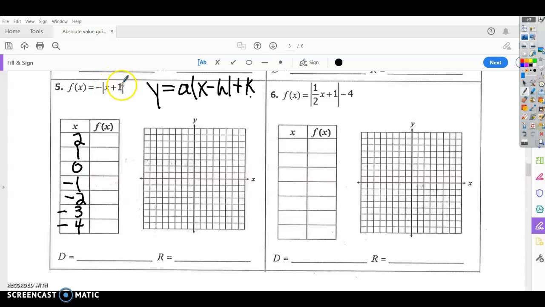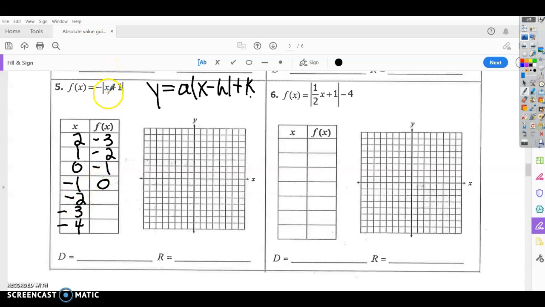So 2 plus 1 is 3. Absolute value of that is 3. 3 times -1 is -3. 1 plus 1 is 2. Absolute value 2. 2 times -1 is -2. Take 0 plus 1, that's 1. 1 times -1. -1 plus 1 is 0. 0 is neither positive nor negative.